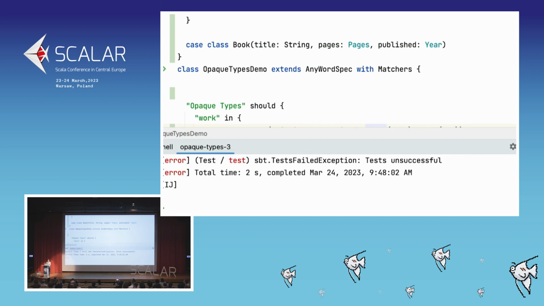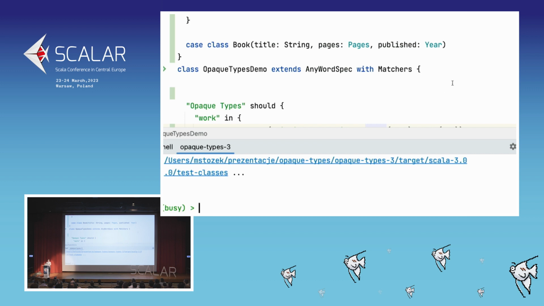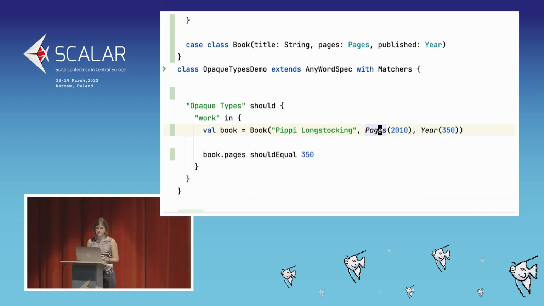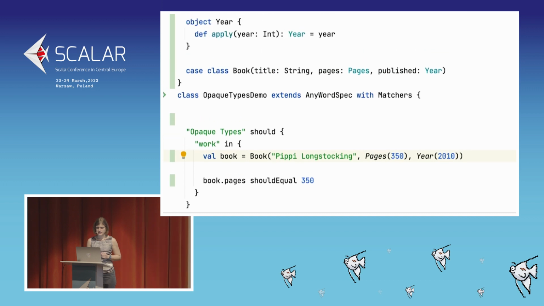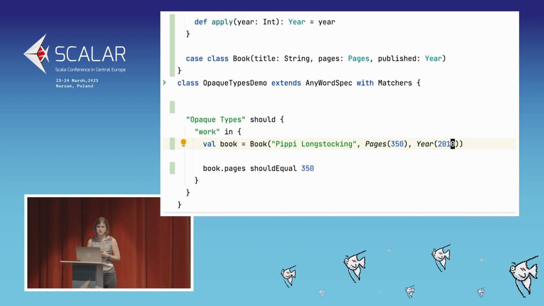So probably if we run it, it will fail again. That's not a surprise. But here, it's a bit more difficult to make that mistake, because we have the named type. We actually have to provide kind of an instance of the type. So maybe if I'm not so distracted, I can spot that this is an error here. And here we're supposed to have pages. And here we're supposed to have year. But we still can make that mistake. So how do we make incorrect data unrepresentable?